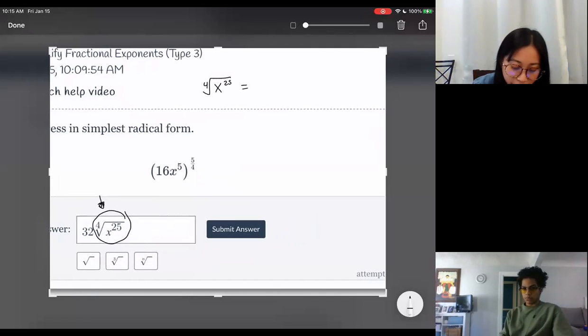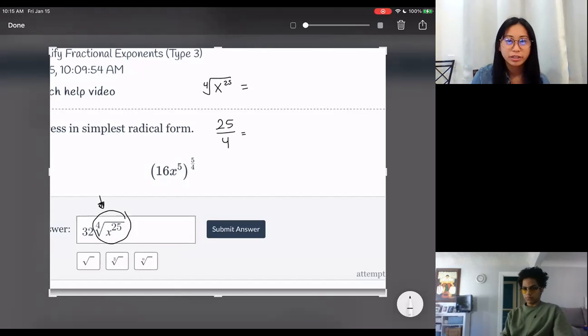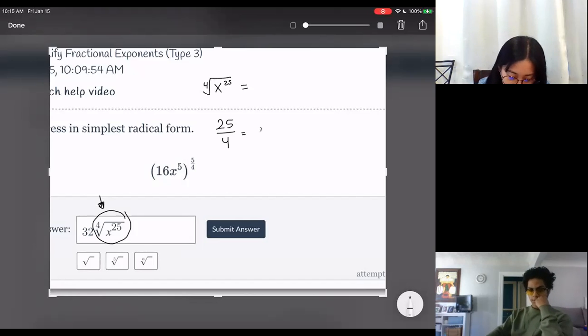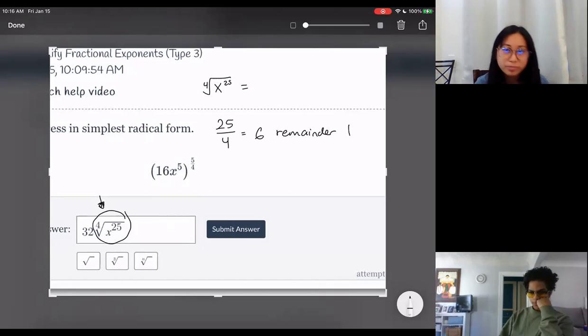So we have to ask ourselves how many x to the power of 4s can fit into 25. What I mean by that is take 25 and divide it by 4, and we're going to see how many times it will fit in. So 4 can fit into 25, let me see, is it 6 times? 6 times with a remainder of 1.